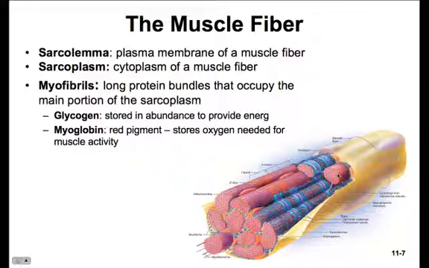Inside the muscle fiber that you can see here are myofibrils, which are long protein bundles that occupy the main portion of the sarcoplasm. The myofibrils shouldn't be confused with myofibers. Myofibers are the whole cell itself, but inside the cell there are hundreds of these long myofibrils. The cell also contains an abundance of glycogen, which is a starch-like carbohydrate that provides energy for the cell. And then it has a red pigment called myoglobin. Myoglobin acts a lot like hemoglobin, but it's working inside the muscle to store the oxygen needed for muscle activity.